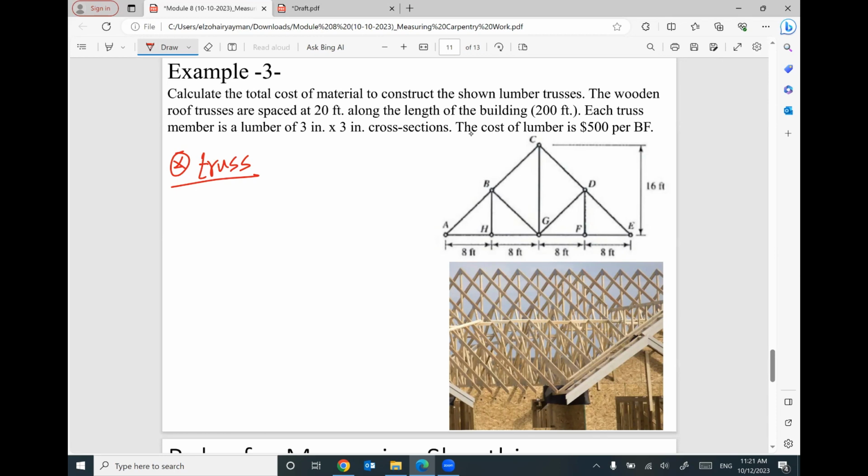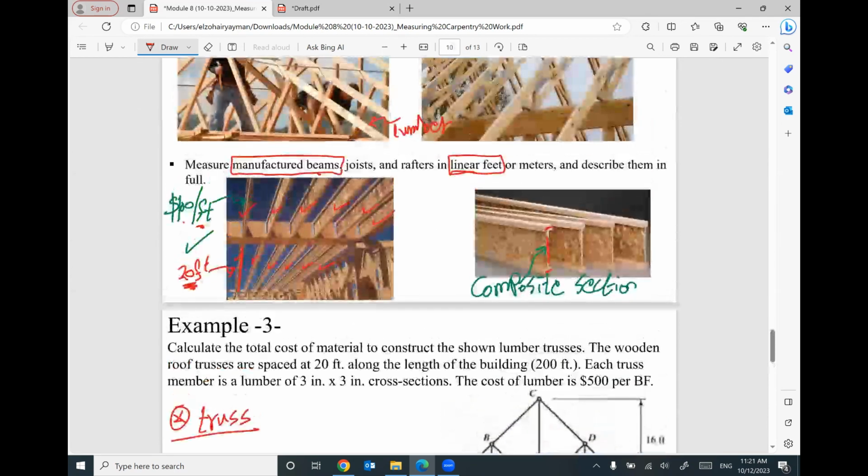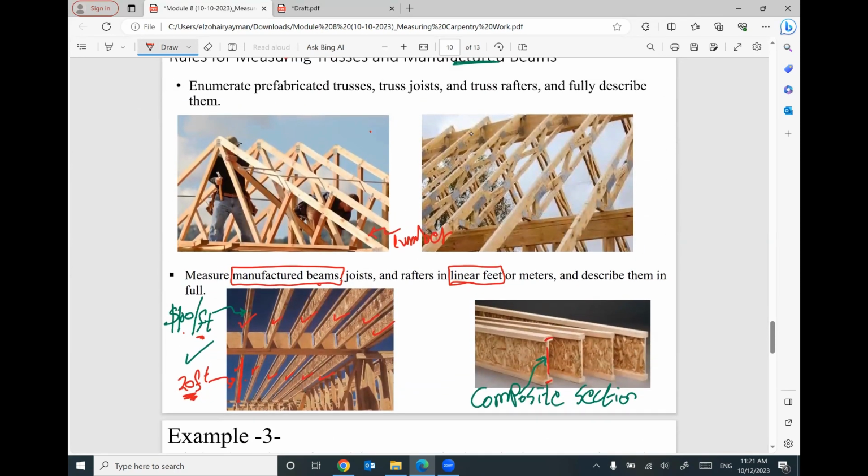So we have a truss here. This truss is connected together, like maybe like this one. This is a truss. We have a member, we have a member, we have a member, we have a member. So these members are connected together and you can see the connection. We have bolted connection here, a technique that can be used to connect these members together.